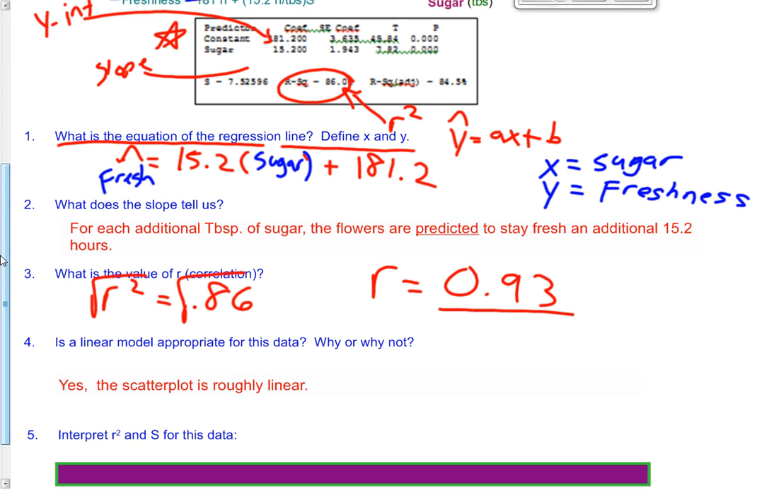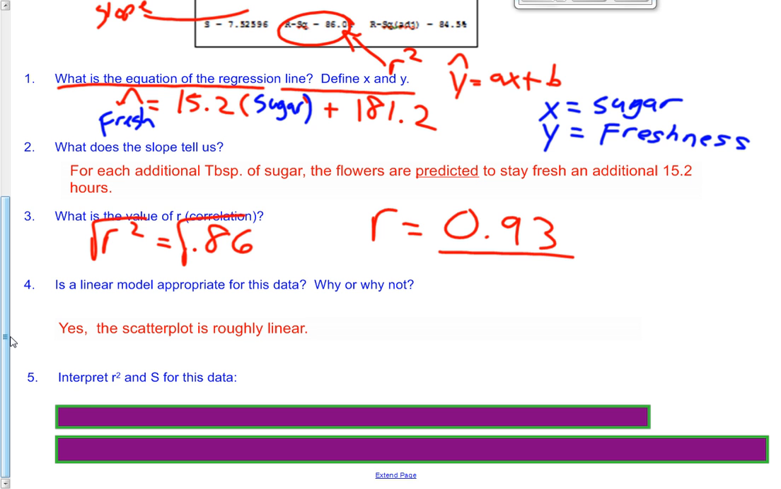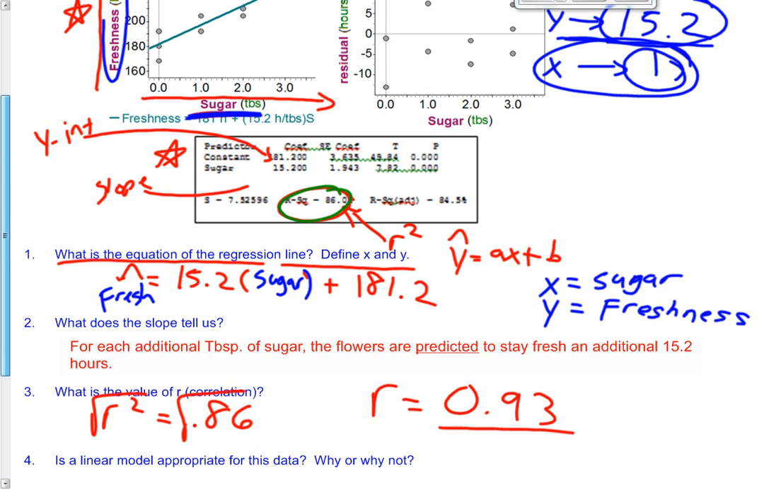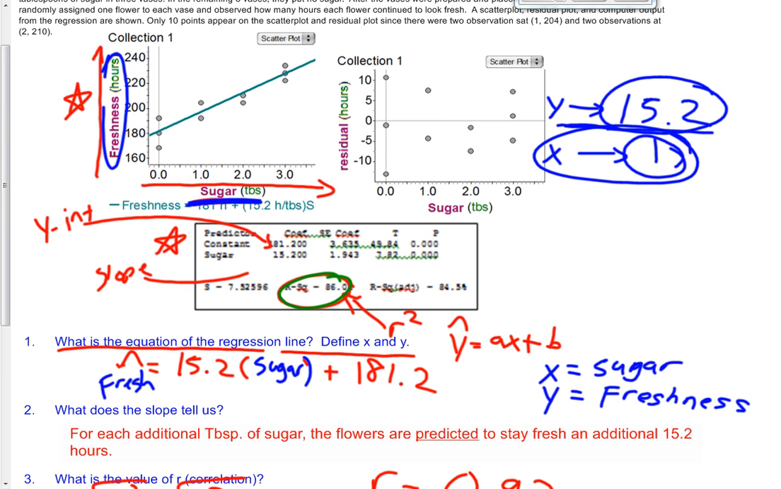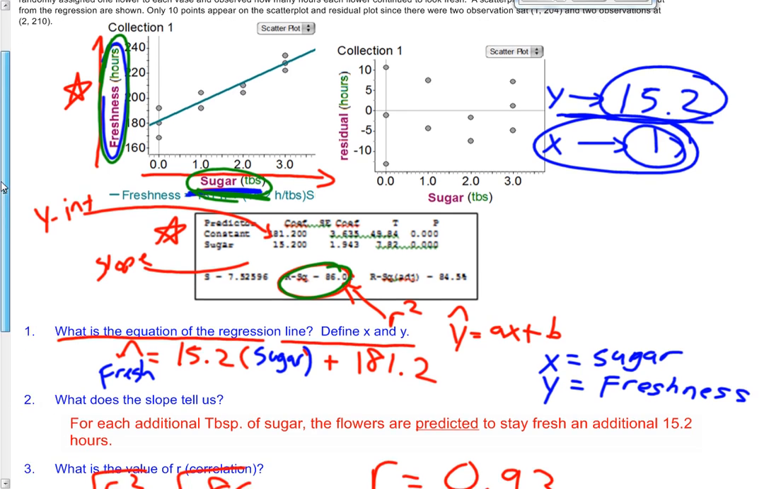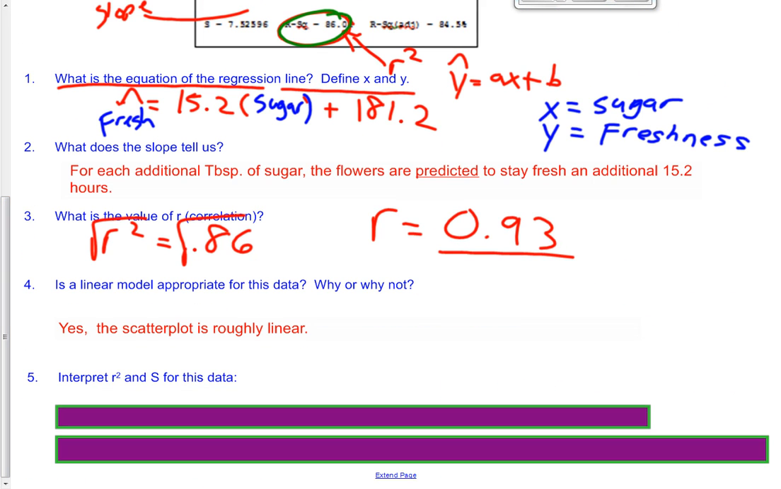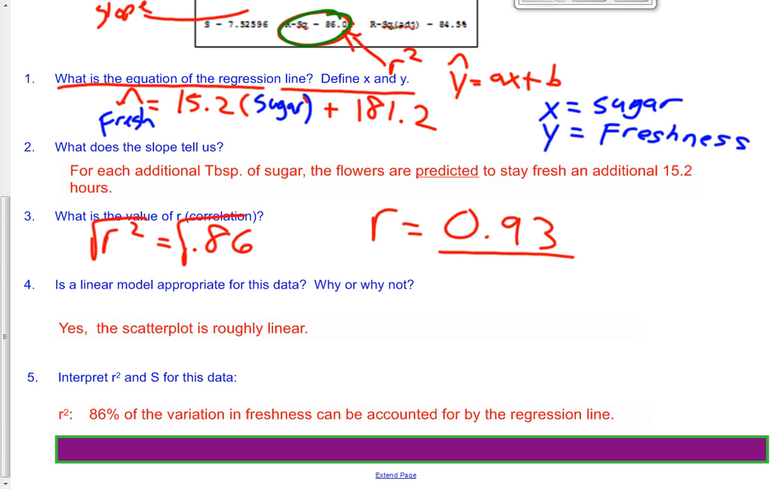So now we're going to interpret r squared and s. So r squared, which is this 86 right here, 86%, 86% of the variation in the y variable, so 86% of the variation in freshness is accounted for by the least square regression line, or is a result of the amount of sugar added. There may be some other factors that affect freshness, but 86% of the effect of freshness is because of the sugar that's added. So here's what I want you to say for that sentence. 86% of the variation in freshness is accounted for by the least square regression line.